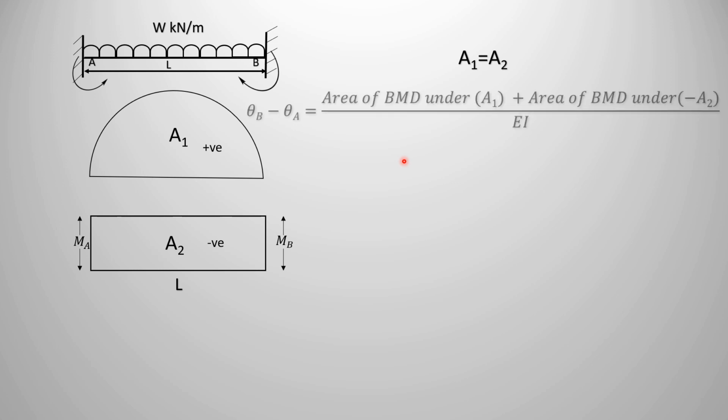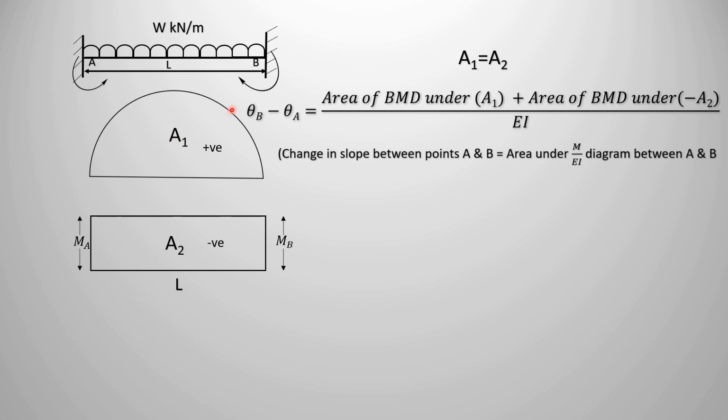Because theorem 1 of the moment area method states that the change in slope between two points, that means between theta B and theta A, is equal to the area of the bending moment diagram between A and B, or simply the sum of areas A1 and A2. But you already know that for fixed beams, theta B and theta A are equal to 0. For fixed beams, at the ends you will have no slope and no deflection. So theta A and theta B are equal to 0.